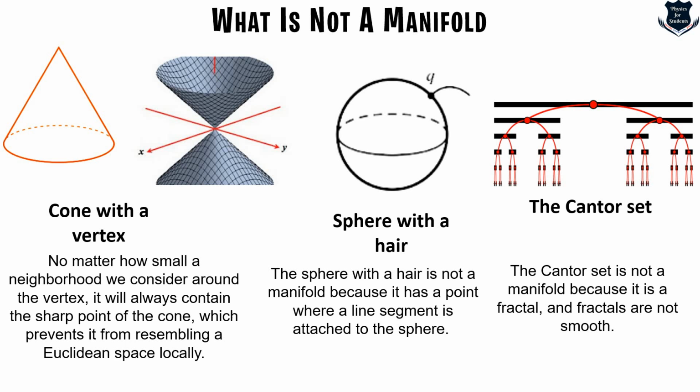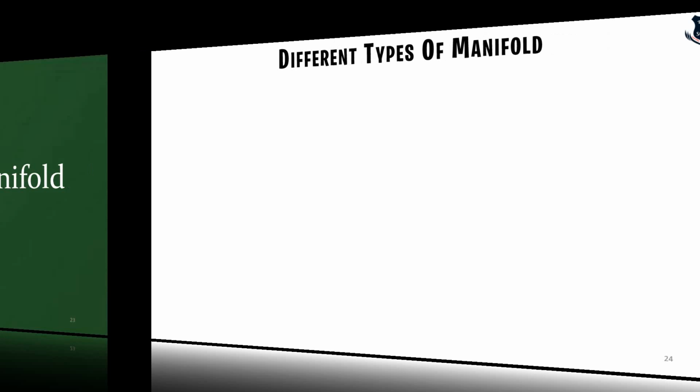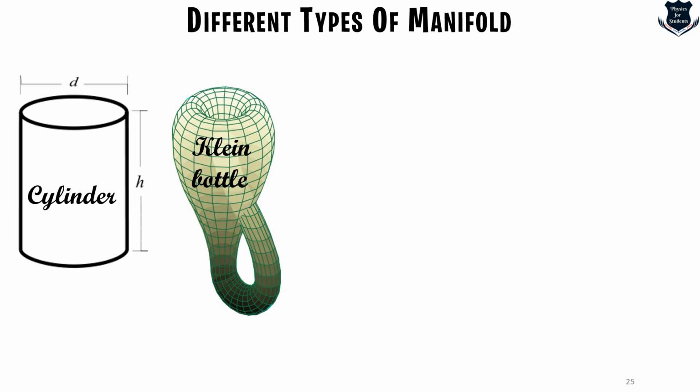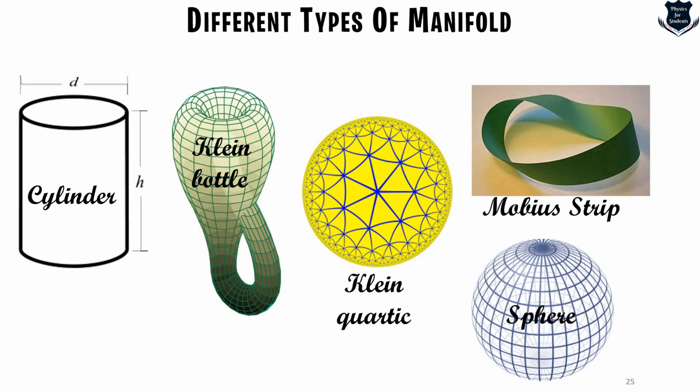But right now is the right time to know what the different types of manifold are. I will just show you quickly the types of manifold so that you can understand. We start with the very basic. This is a long line, then we get a circle, then a real projective line, and then a real line, which are obviously single-dimensional manifolds. We go next to this one, which is called a cylinder. We have a Klein bottle and then a Klein quartic, and we find a Mobius strip and a sphere. These are manifolds.